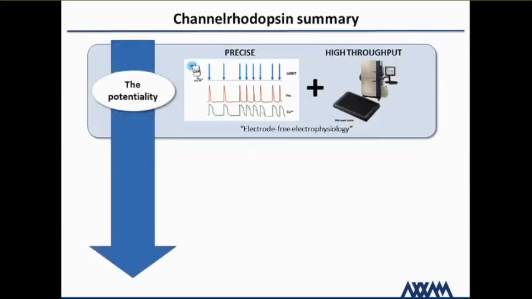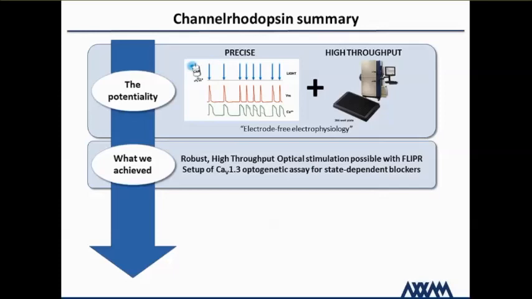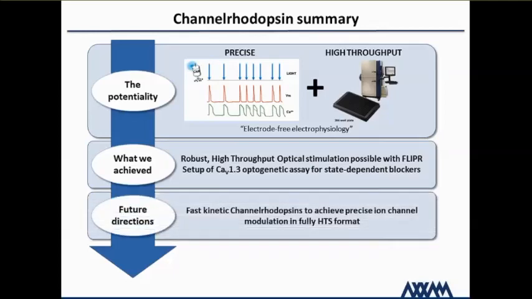So the conclusions of this first Channelrhodopsin project are that the development of a precise and high throughput stimulation of electric activity of cells is potentially feasible, and this is really the main relevant message. Besides that, we were able to develop a robust HTS-compatible assay to study Ca1.3 state-dependent blockers in an optogenetic way. And this tells us that other Channelrhodopsin proteins with faster kinetic features might be important future projects to achieve a precise ion channel modulation in a fully HTS format.